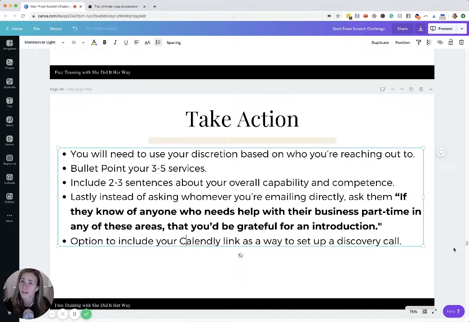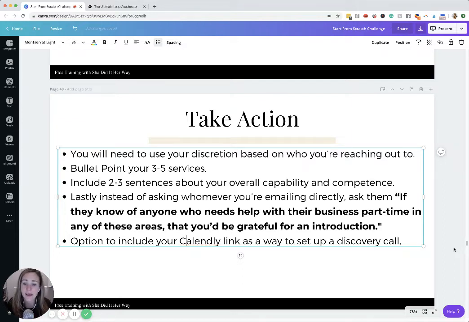And so you're kind of limiting yourself. You want to be able to just network and simply ask for an introduction, which I'll talk about here in just a moment. So then you're going to bullet point your 3 to 5 services. You're going to include 2 to 3 sentences about your overall capability and competency around those skills. It could just say something super simple, like just a transition statement.